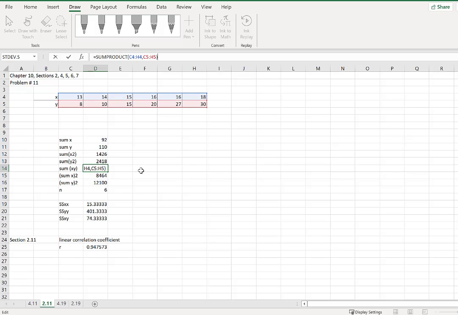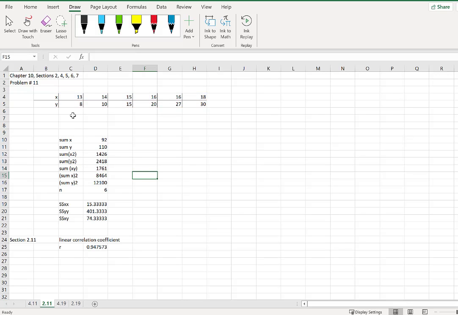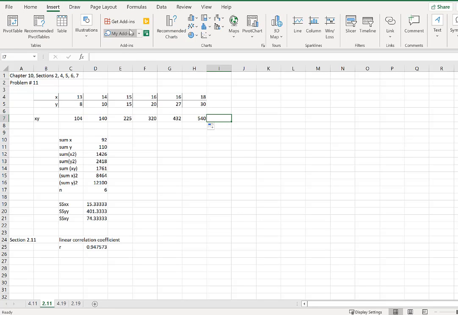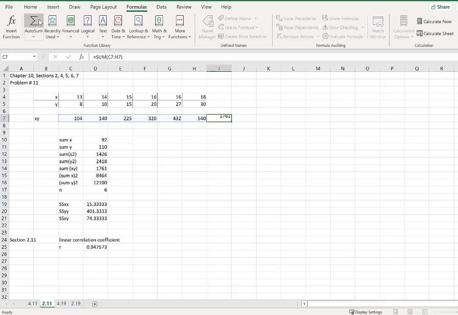So you can do that several different ways. You could create another column out here that's the xy column, and put in an equation saying this equals the 13 times the 8, and do that all the way across. Then come out here at the end and insert a formula, auto sum. And I get 1761, which is the same as the 1761 down here. So there are a lot of different ways you can do that in Excel. I'm just jumping around on that one.